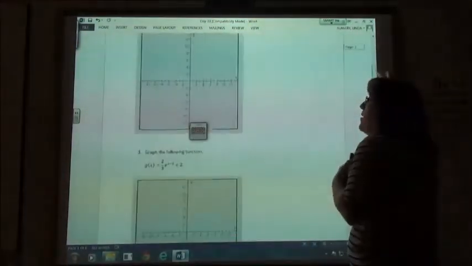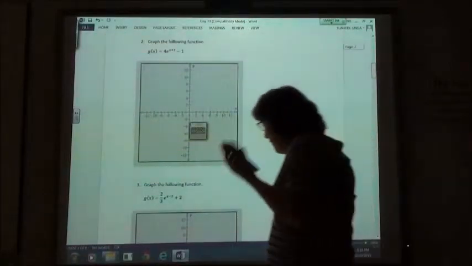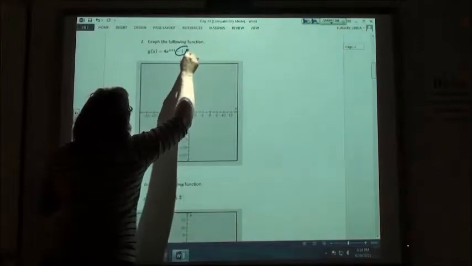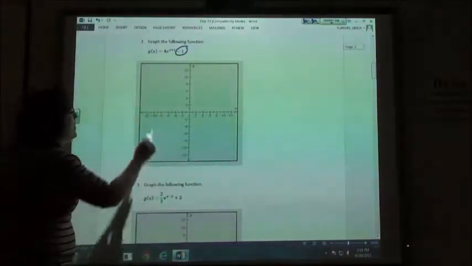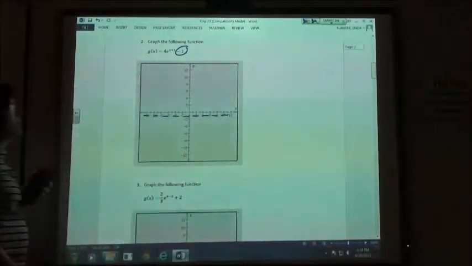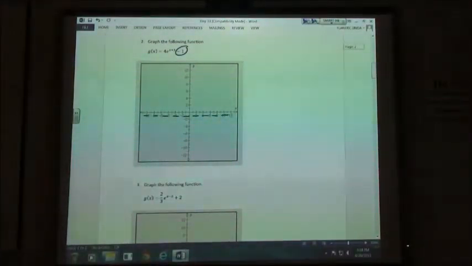Number 2 then, now that we got all that basic stuff out of the way. First thing I probably want to do is figure out where my asymptote is going to be. My asymptote is going to be at -1, so that dashed horizontal line is going to be down there at -1. I get to cover up all my numbers.